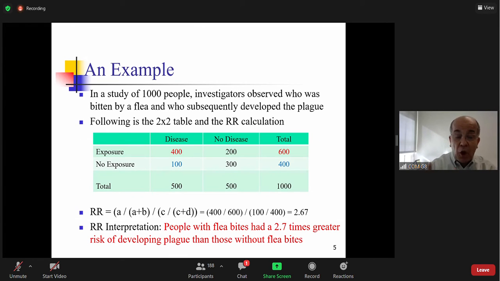Okay, so the observation is people who are bitten by the flea or not bitten by the flea. So exposed versus no exposure. And also the other two, who got the disease, who did not get the disease. So you see the 2 by 2, got the disease, no disease, bitten by a flea, not, okay? So we have the 2 by 2 and we have the data.